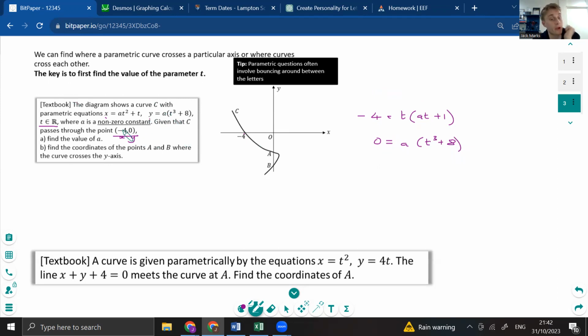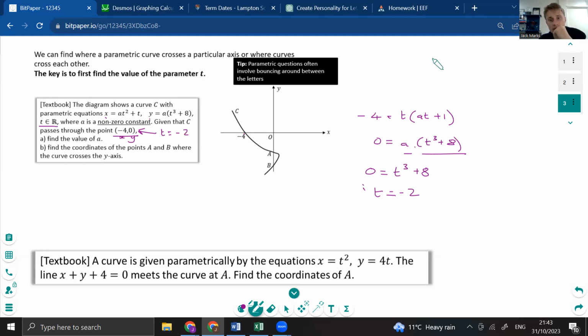A good strategy then would be to go back to the question and think about if there's any information we haven't used. So a is not allowed to be 0. Well, that means that I can do a bit more with this. Something times something equals 0, and the bit on the left is not allowed to be 0. Therefore, 0 must be equal to t³ + 8. And if I solve that, I can get that t equals -2. So you get this coordinate here when t is equal to -2.